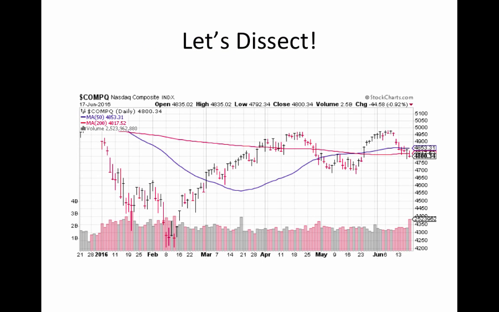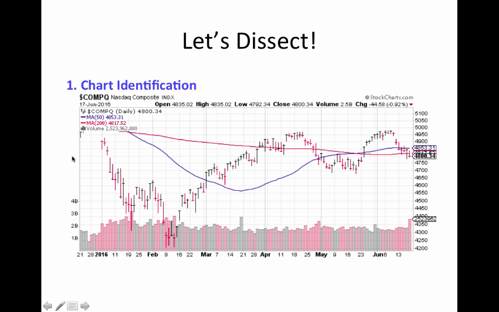So let's dissect. Okay, this is a screenshot of a typical chart display in stockcharts.com. I will be using a market index called the Nasdaq Composite as an example for learning and teaching purposes. Okay, look here. Here are the 6 things you need to know about a stock chart. Number 1, okay, is chart identification.